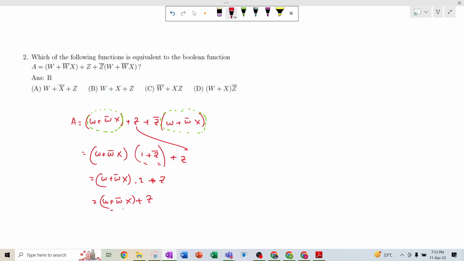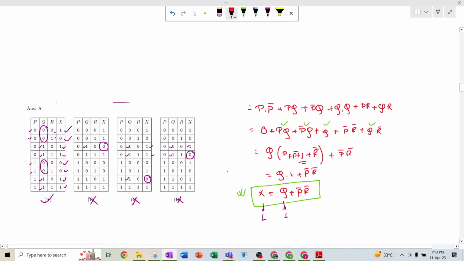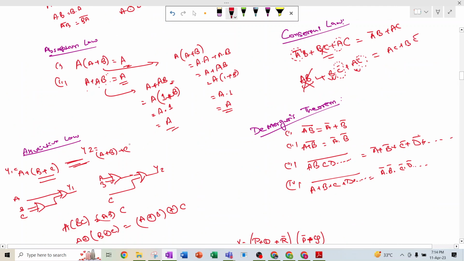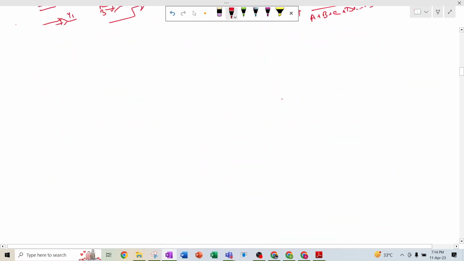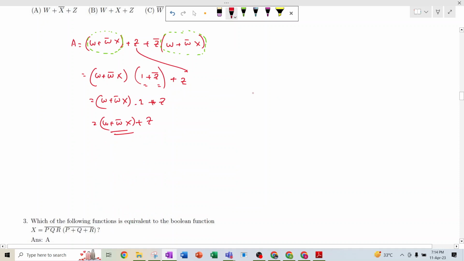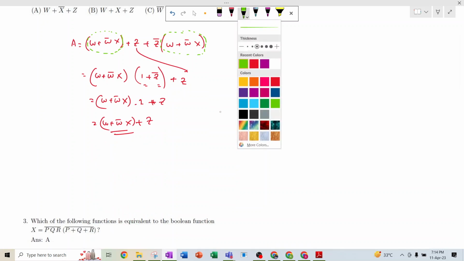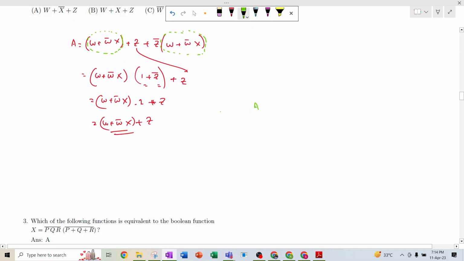Now we have already discussed this law, the distributive law. If there is a plus bc, then that can be written as a plus b into a plus c. We have already discussed this: if we have a plus bc, then we can write it as a plus b into a plus c. So this is the distributive law.